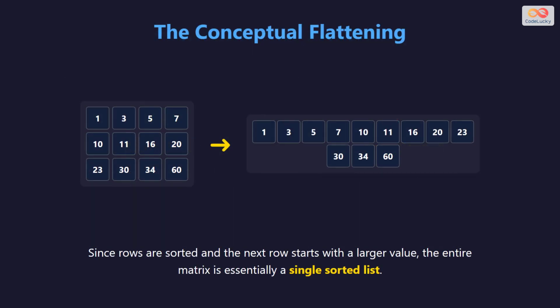The key insight here is to visualize the matrix differently. Because the rows are sorted and the values increase sequentially from one row to the next, if we were to lay out the rows end to end, they would form a single, perfectly sorted 1D array. This means we can apply standard binary search.